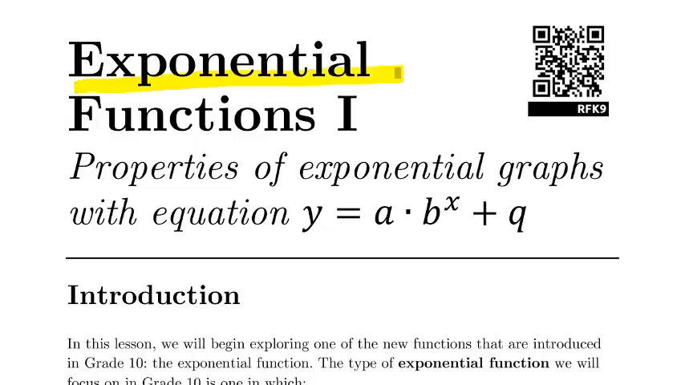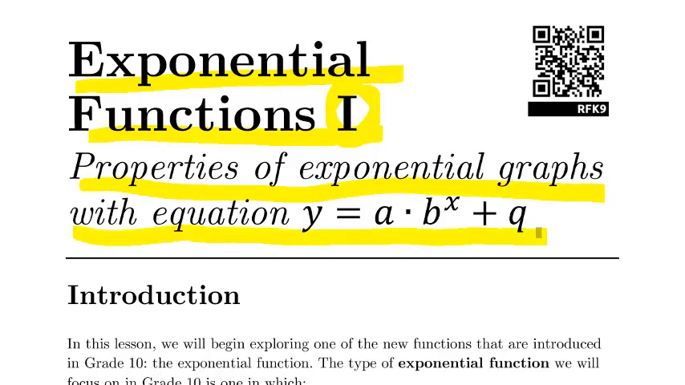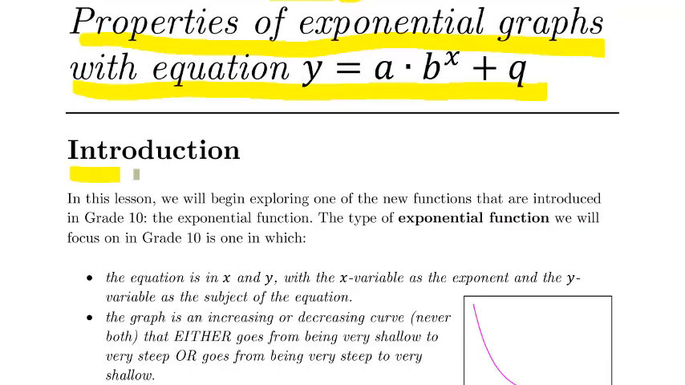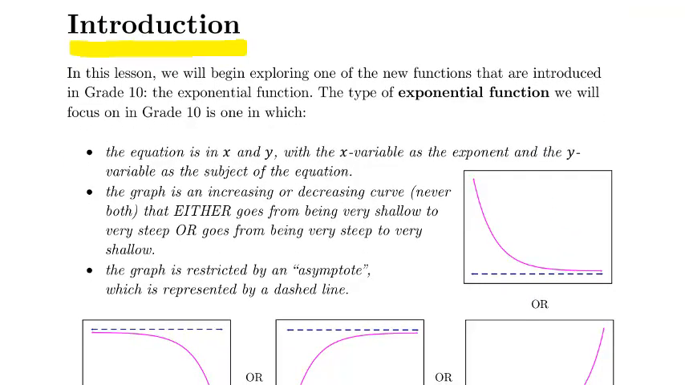Here it is, guys. Exponential functions numero uno, properties of exponential graphs with equation y equals a times b to the x plus q. There are those 3 parameters, a, b, and q. And obviously, this is known as an exponential function because one of the variables is an exponent, guys. Let us start with an introduction over here. Let me just move down a little bit. There we go. That's looking good.